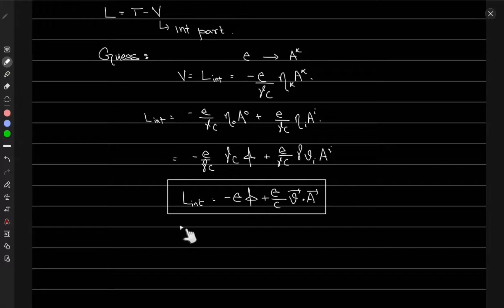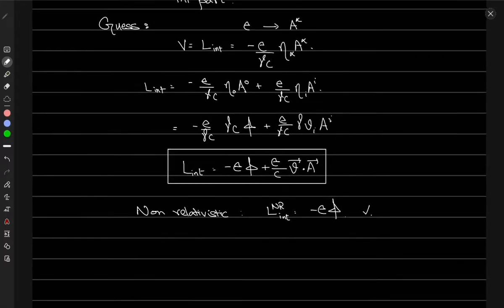Now, if we discuss the non-relativistic limit, where we do not consider space-time as this thing, so this would become L NR for non-relativistic interaction. Now, space and time are not distinguishable, so we get rid of the second term, and this becomes minus e phi. So that is the non-relativistic limit of the interaction Lagrangian.